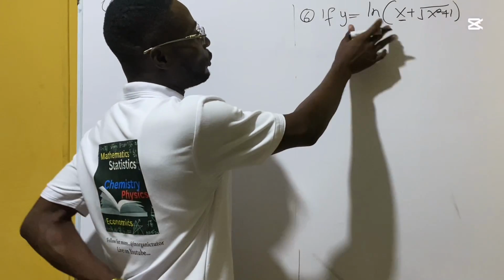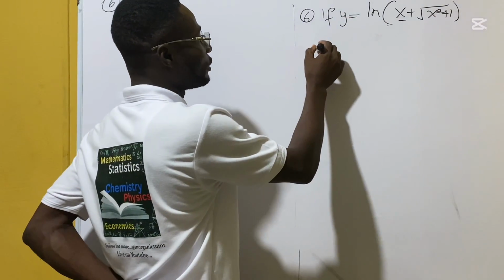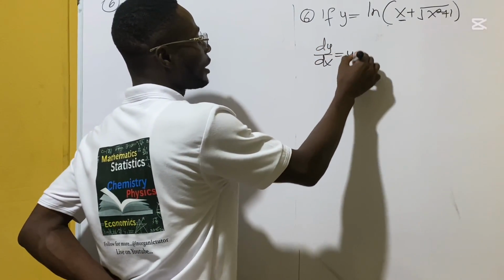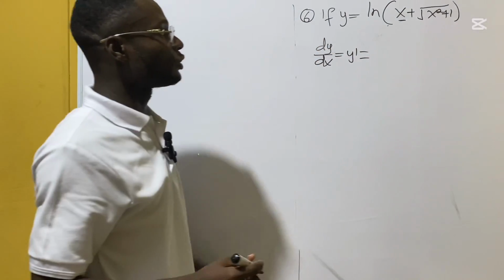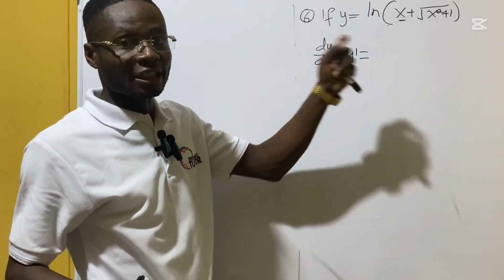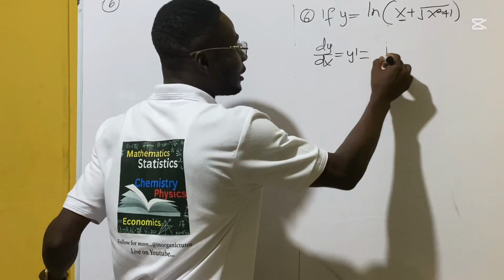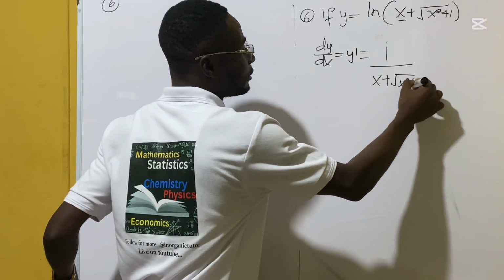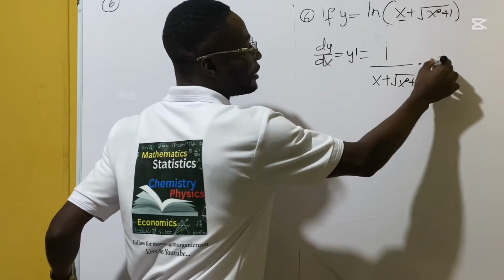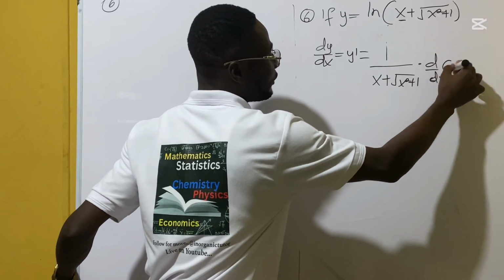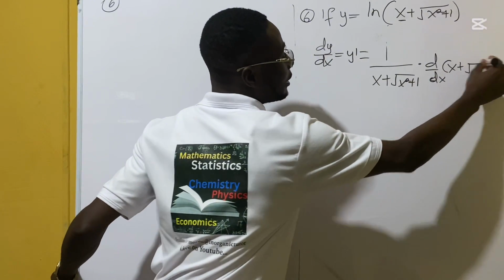With this, we want to find the first derivative. So we're going to have dy/dx, which is equal to y prime. When you want to find the first derivative of a function in the ln, you take 1 over the function inside the ln, times the differential of the function inside the ln with respect to its variable, and here it is x, right?